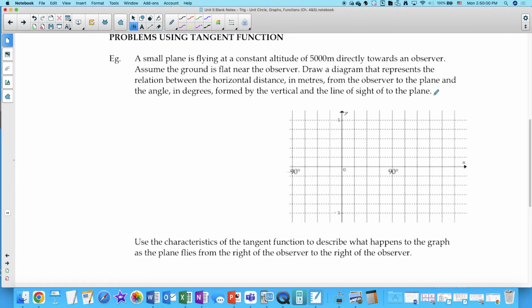Okay, so I need an observer. And I believe we're told the ground is flat. Yes, the ground is flat. So I'll put the ground in there. It's always good for someone to be standing on the ground. And then I have a plane. So here's my plane.